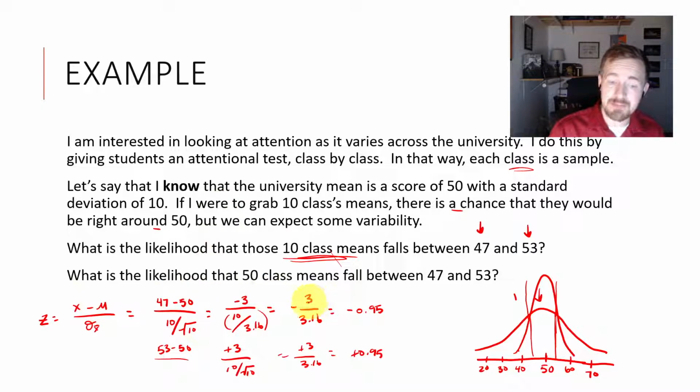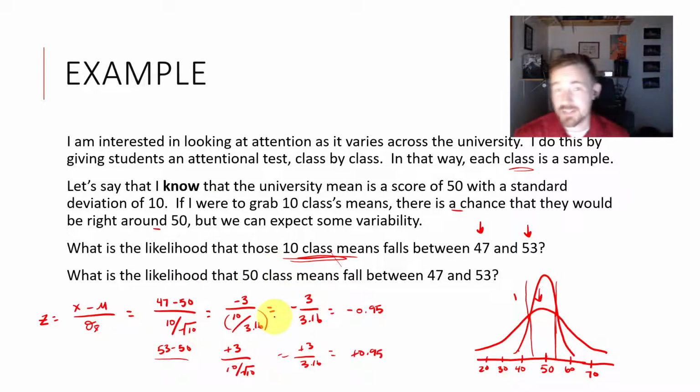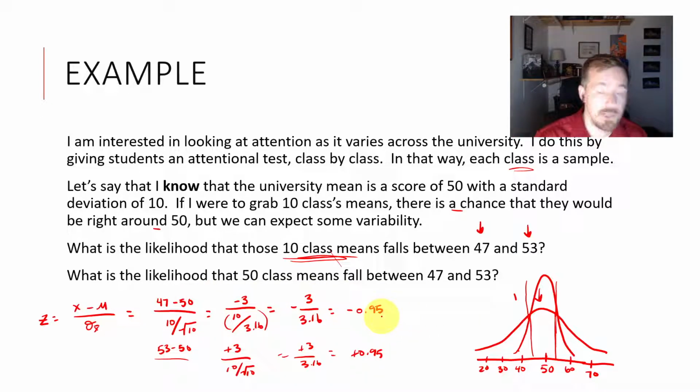So if we want to do the same thing for 50 class means, honestly, what I would do if I were in your shoes, I've already written this out. You don't have to change very much to do this. All we have to do is change this piece right here. We have to change the standard error now. So I'm going to be changing all of this.